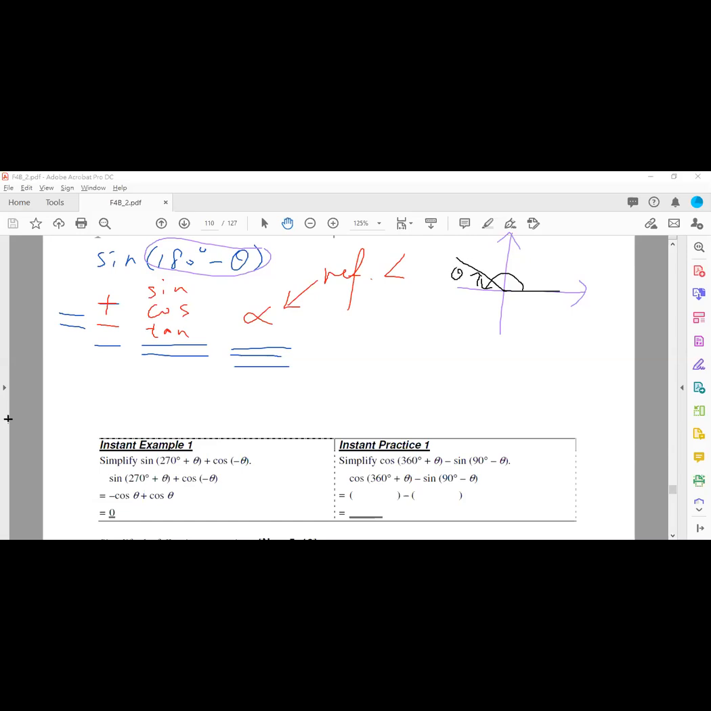And then according to the ASTC rule, the side is landing on the S box. Okay, it is on the S box, which means that sine will be positive. Okay, in this box, sine is positive, cosine is negative, and tangent is negative, right?